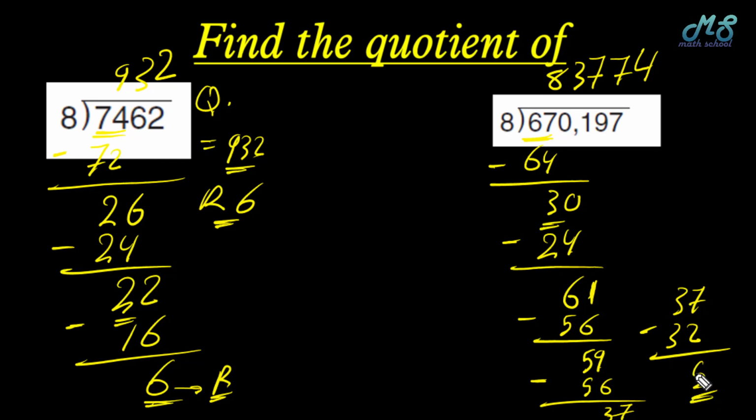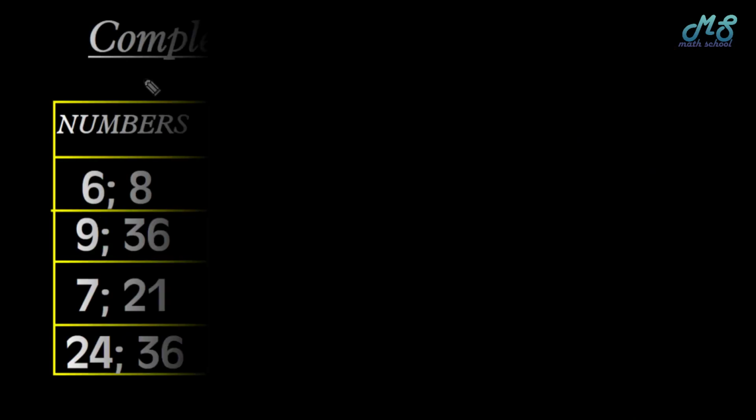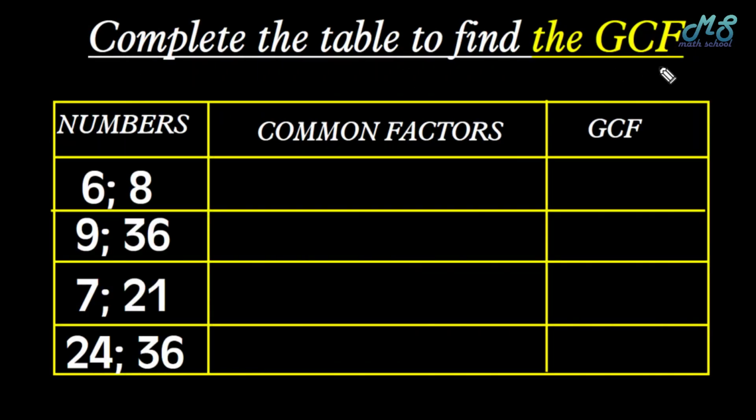5 is called what, guys? It's called the remainder. Now, the quotient equals what? Yes, the quotient is what, guys? It is a 5-digit number: 83,774 with remainder 5. Next, complete the table to find the GCF.